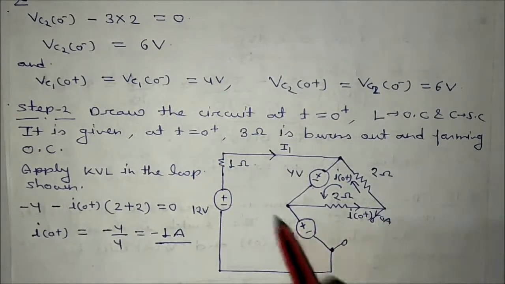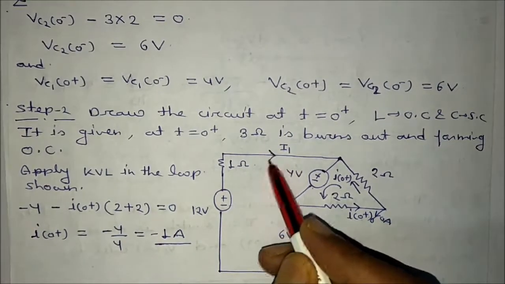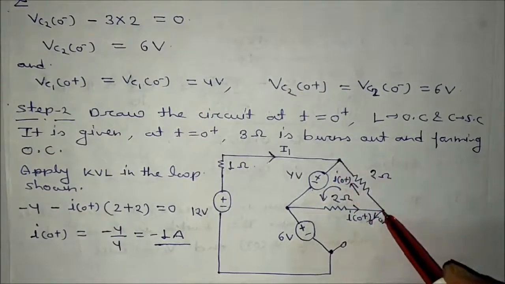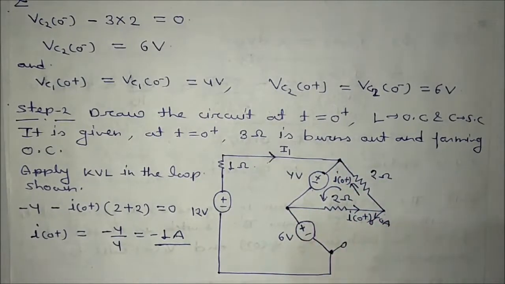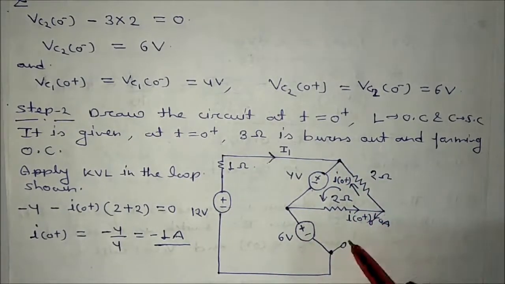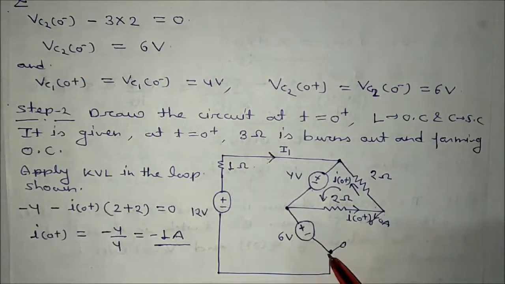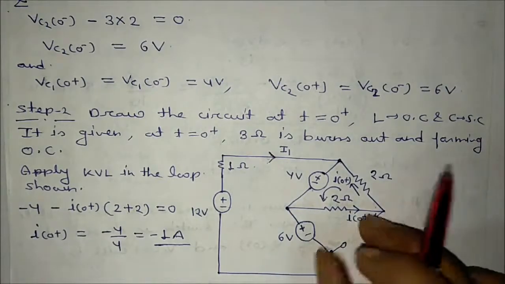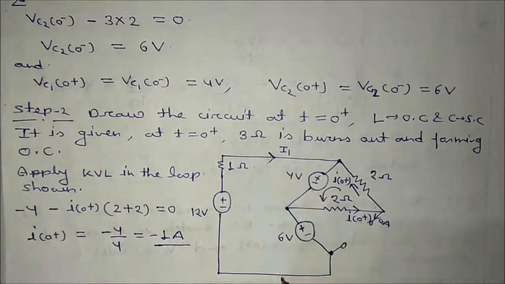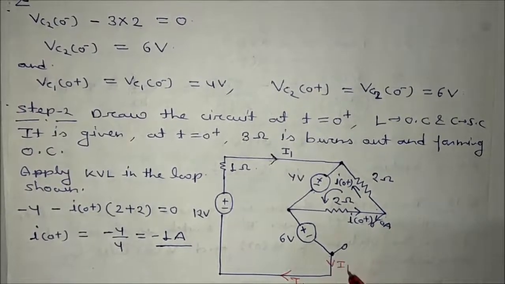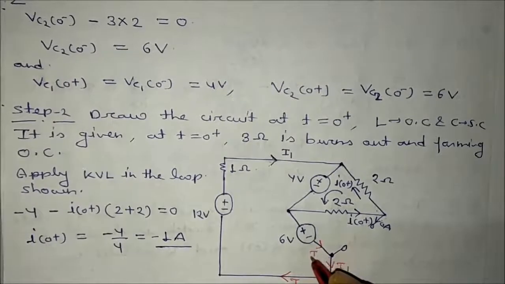Now you can see the current I1, whatever current flows from here, will go in this direction and in this direction. There will be no current in this direction, zero current in this direction. The whole current I1 will flow in this direction and in this direction. There will be no current in this section. And this is I1, this will also be I1, this will also be I1, and this will also be I1.